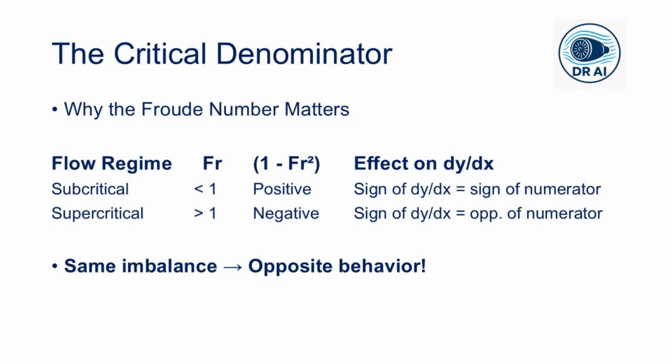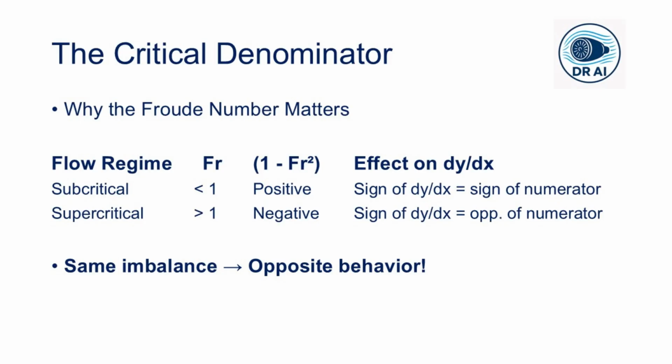Remember that Froude number squared is always positive, and if the flow is subcritical, Froude number is less than 1, so 1 minus Froude number squared is always greater than 0. So the denominator is positive. But when the flow is supercritical, which means that Froude number is greater than 1, this subtraction term, 1 minus Froude number squared, would give us a negative value, less than 0. So the denominator in this case would be negative.